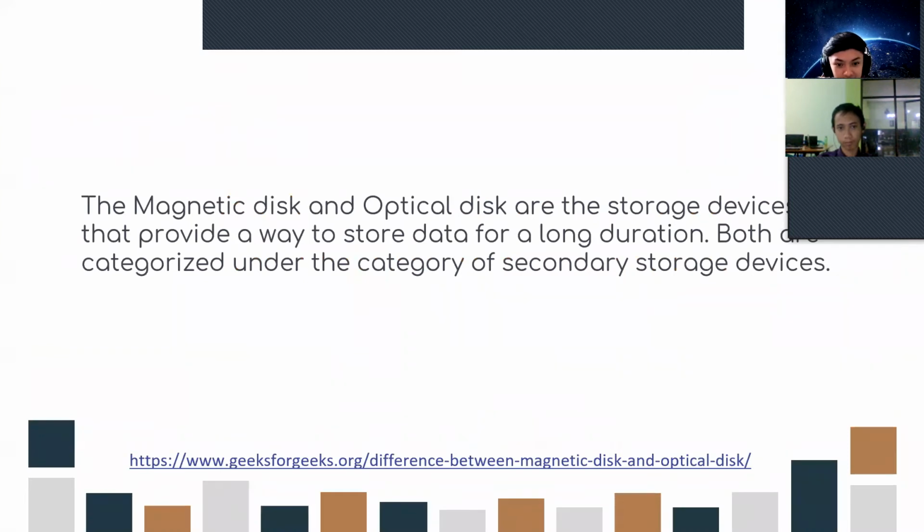The magnetic disk and optical disk are storage devices that provide a way to store data for a long duration. Both are categorized under the category of secondary storage devices.